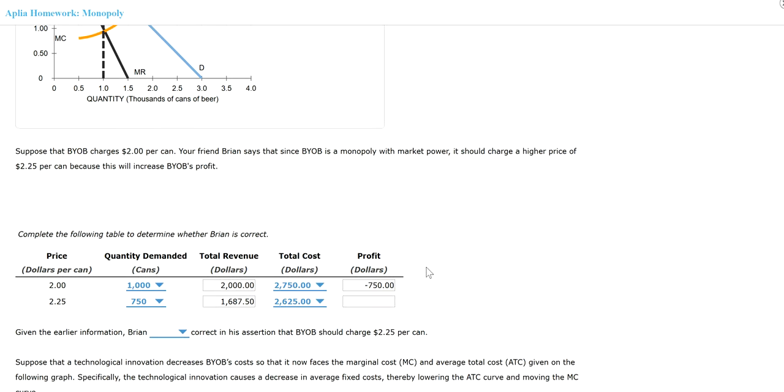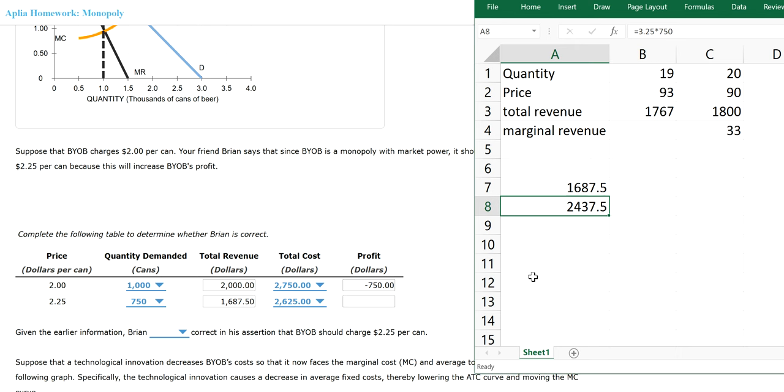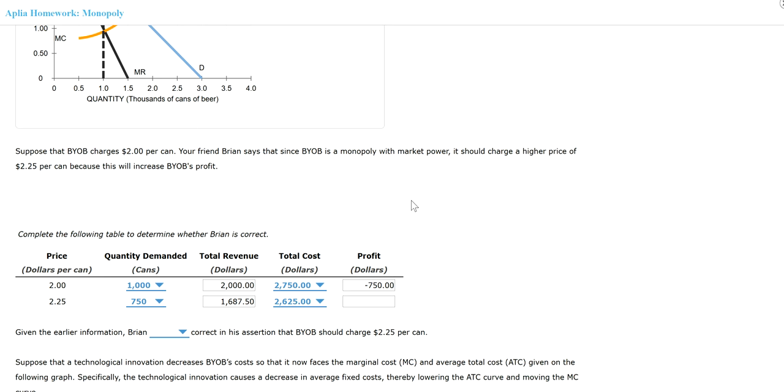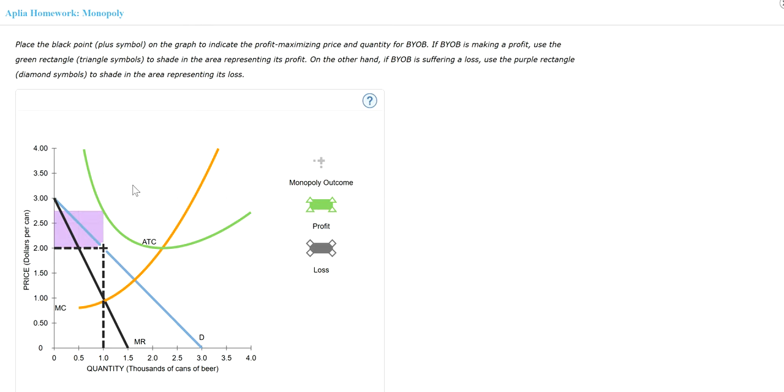What's the answer they have over here? 2,625. Let me double check. So 2,625 divided by 750, 3.5. That's 3.5. Oh yeah, it is. Oh my bad. So it is 3.5, right? Right here, that's right in the middle. So 3.5. That's the average total cost.